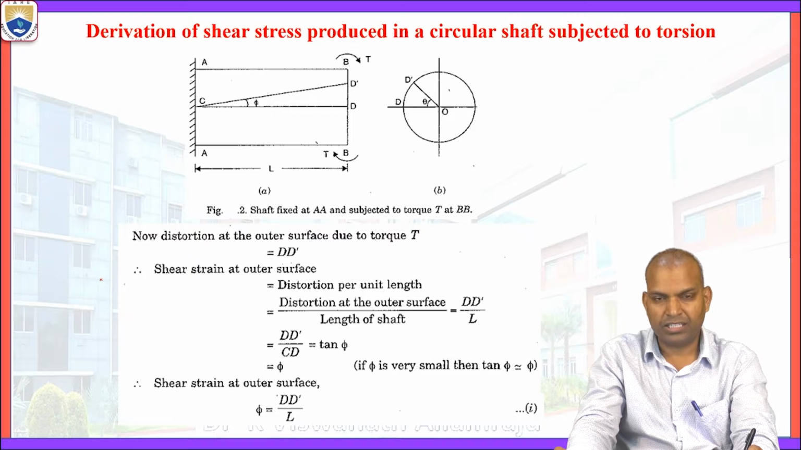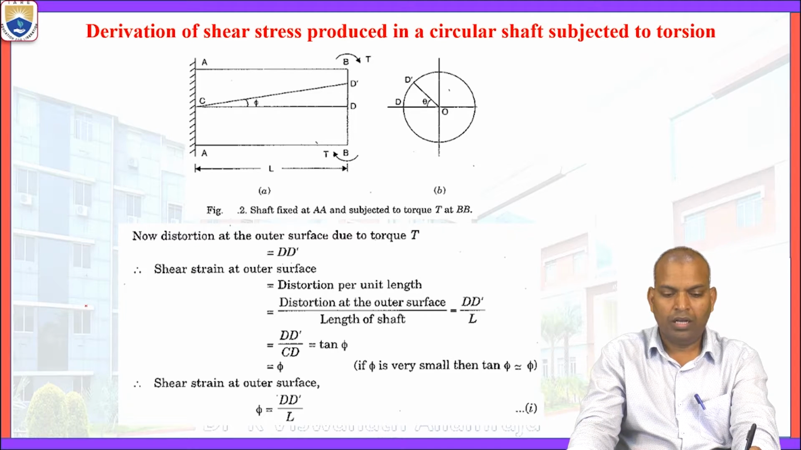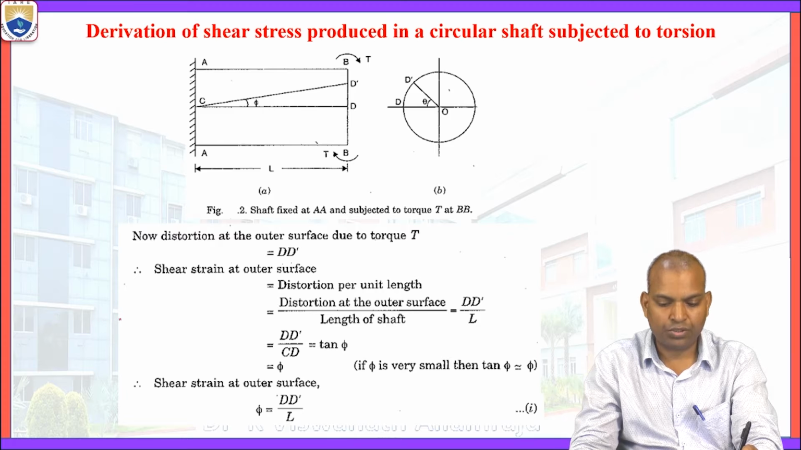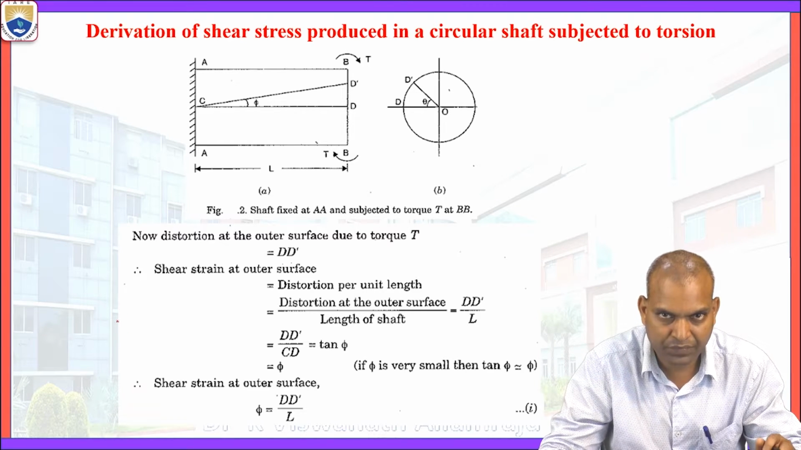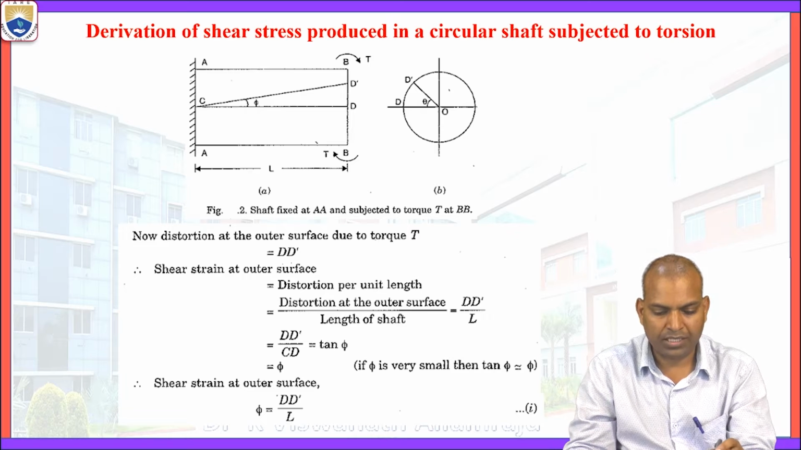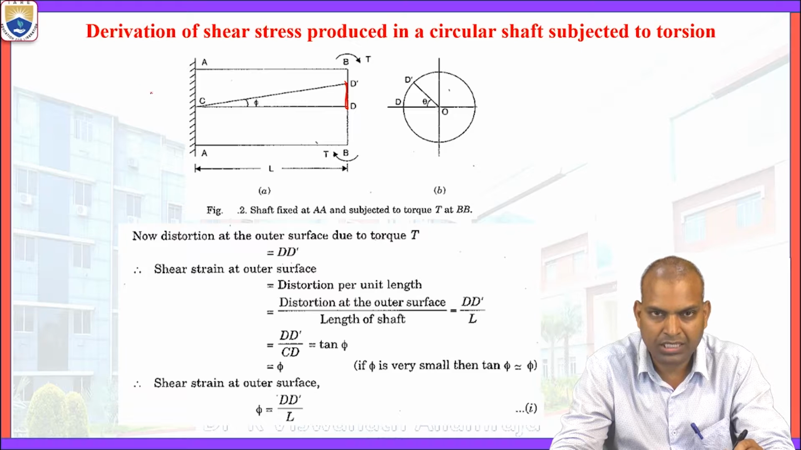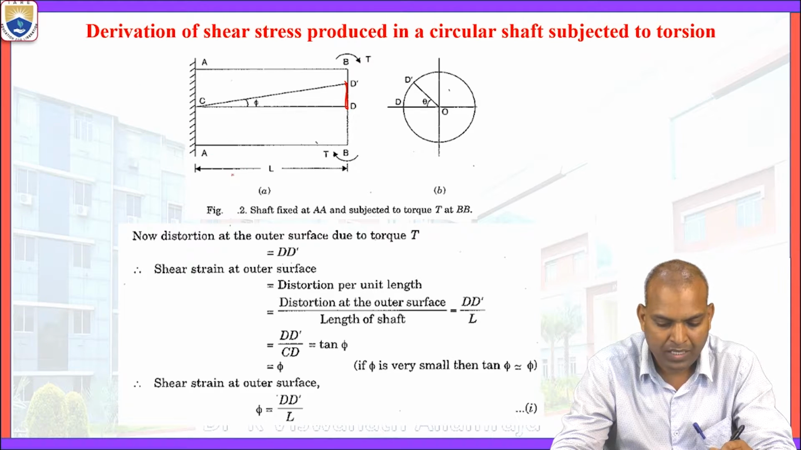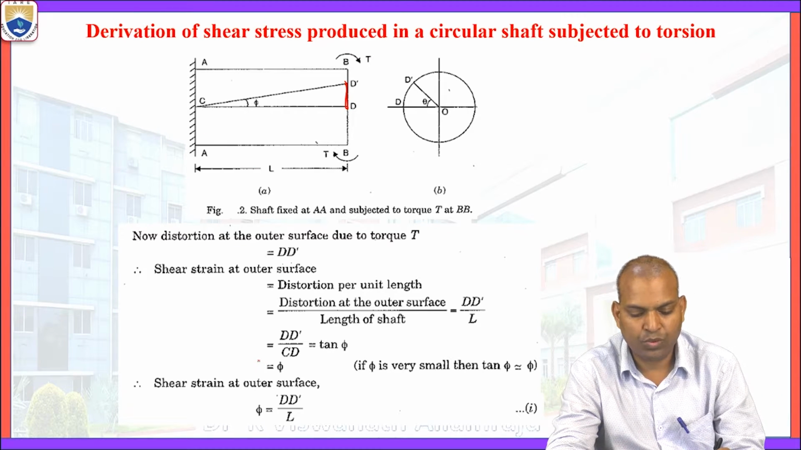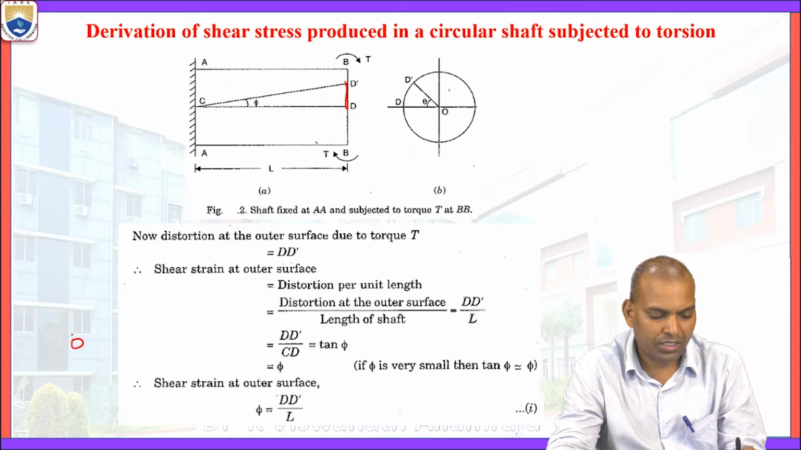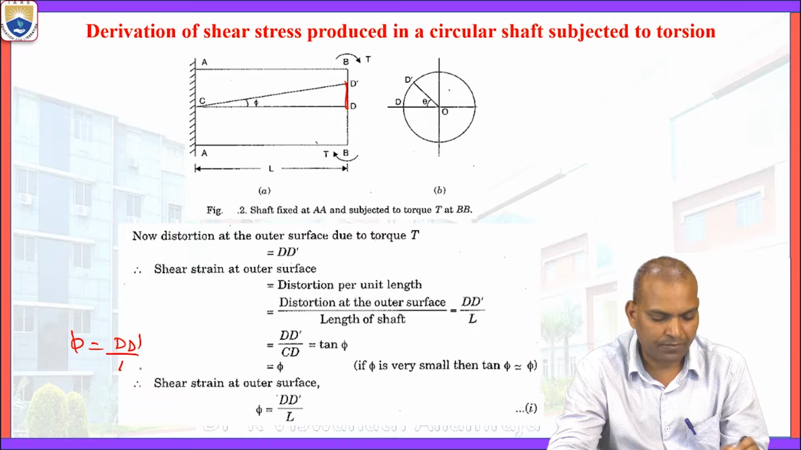Now let us derive, given these considerations. The distortion at the outer surface due to the torque T is DD dash. This distortion gives the shear strain at the outer surface. Tan phi equals DD dash by L, and tan phi is approximately equal to phi when the angle is very small. So the shear strain phi equals DD dash by L.